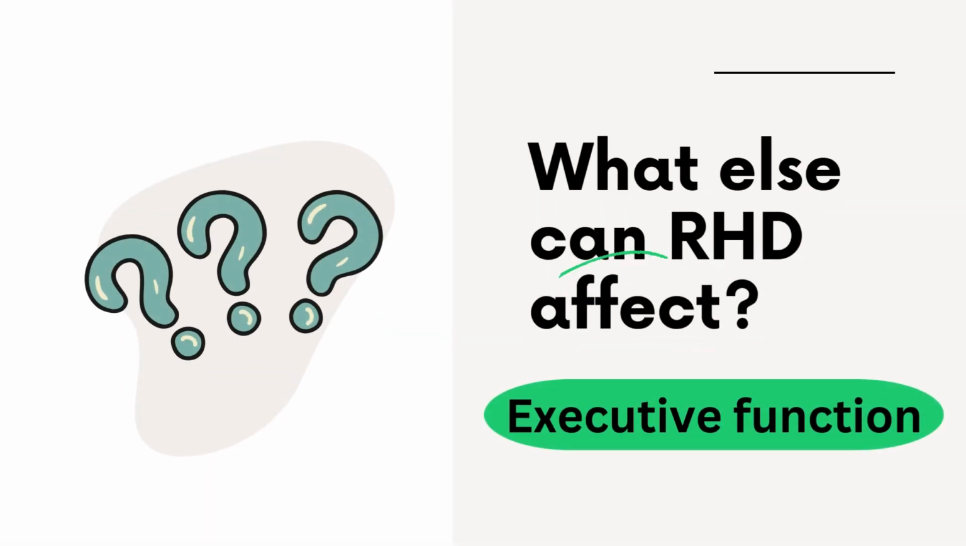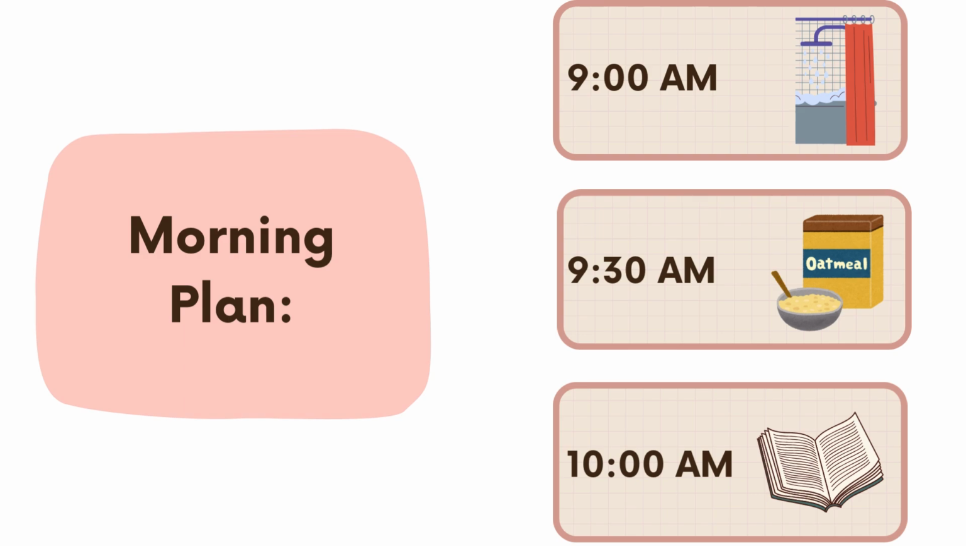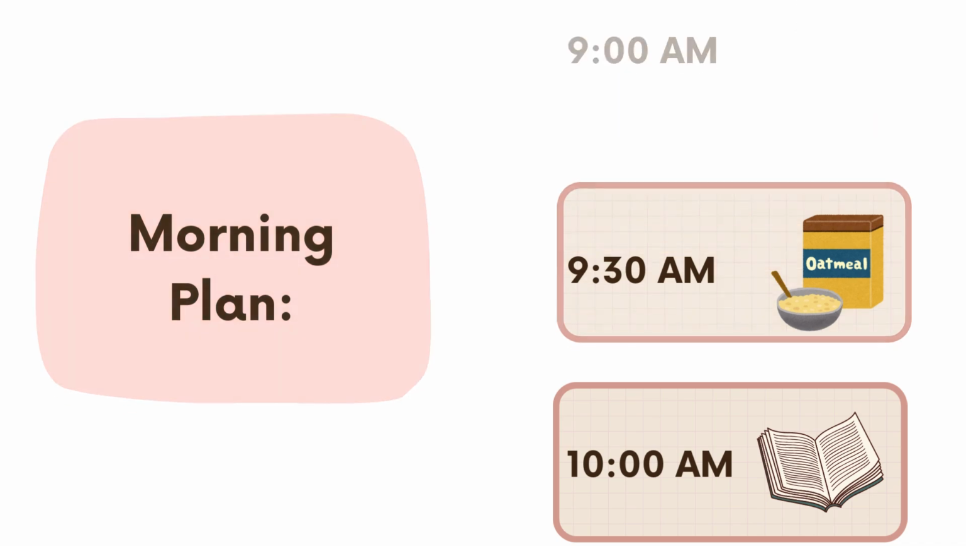RHD can also affect executive function. RHD may cause difficulty in planning and organizing tasks. It may be difficult to plan the next step or recognize the structure of a task. Visual daily schedules or steps can help with organization and planning.